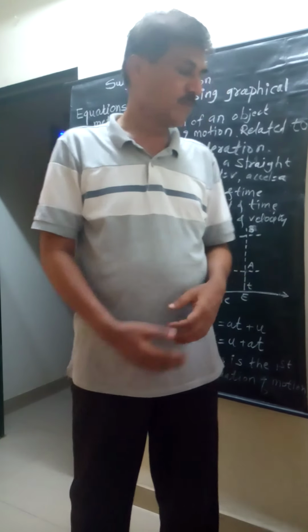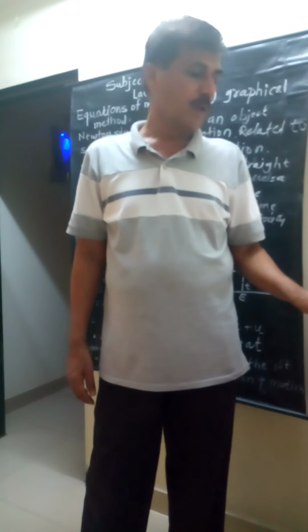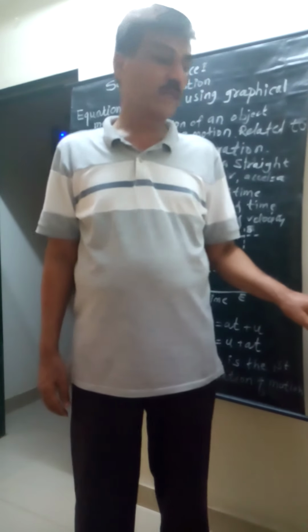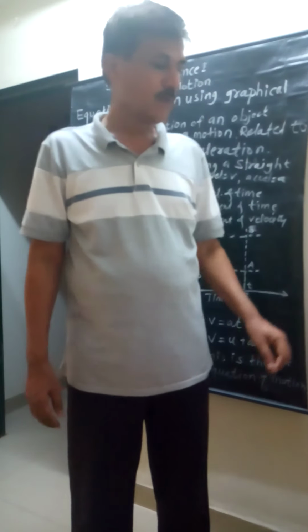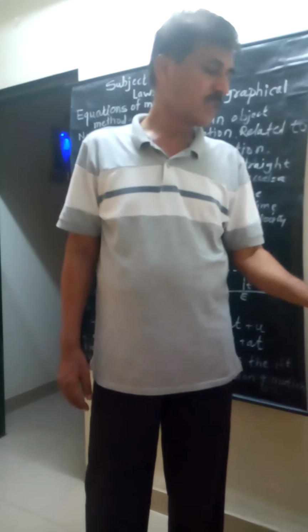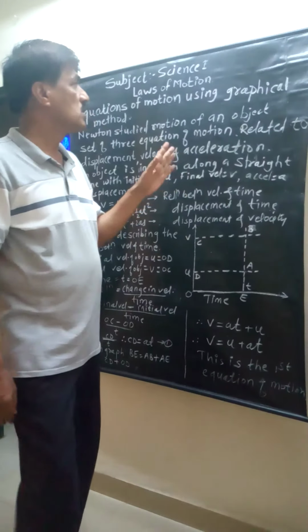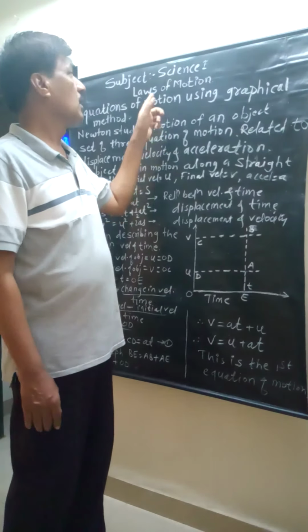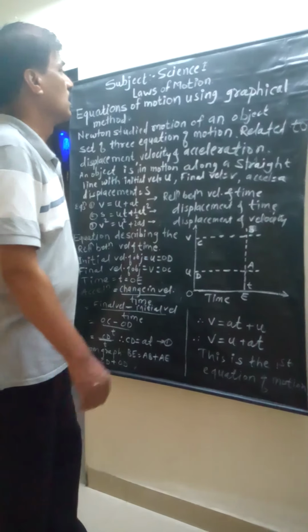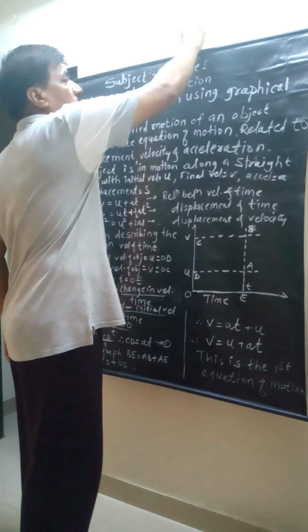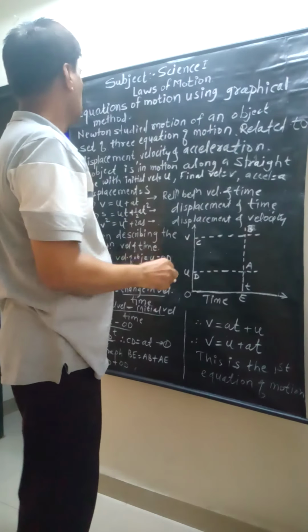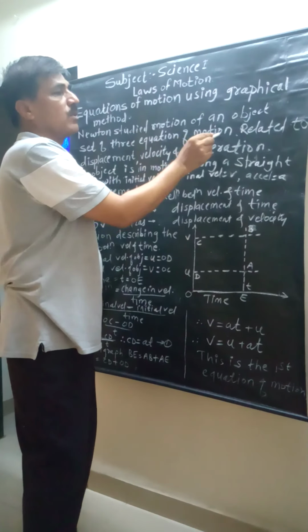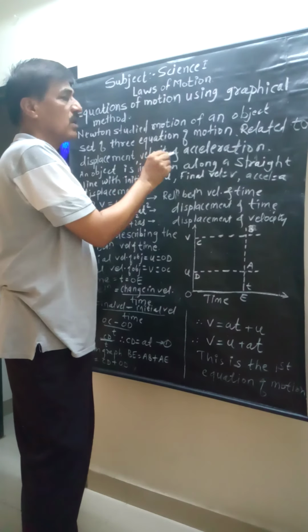Newton studied the motion of objects and gave a set of three equations of motion. These are related to displacement, velocity, acceleration and time, moving along a straight line. Today we see the same lesson, the laws of motion, equations of motion using the graphical method. Newton studied the motion of an object and set up the three equations of motion related to displacement, velocity, acceleration.